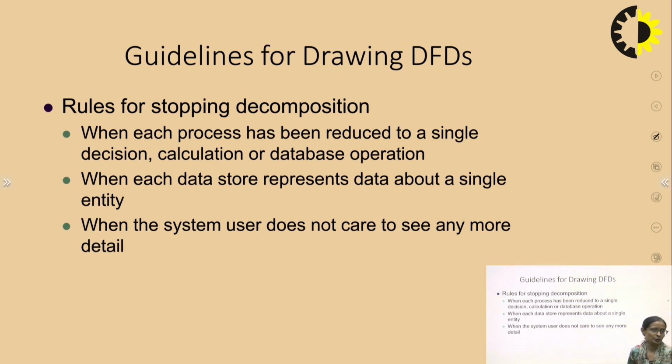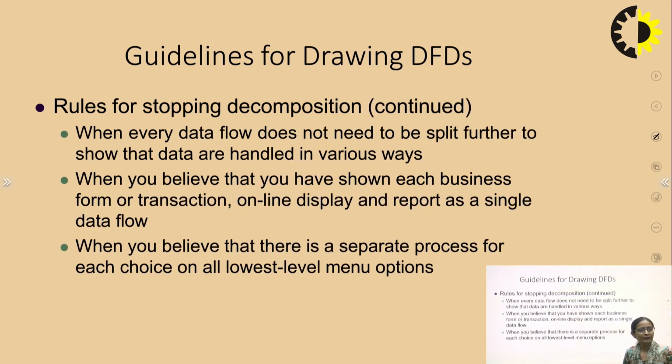When each data store represents the data about a single entity, and when the system user does not care to see any more detail, we say, okay, now my DFD is complete and we can stop further decomposition. When every data flow does not need to be split further to show that data are handled in various ways, that is, up to the micro level you need to go when you are using the data.